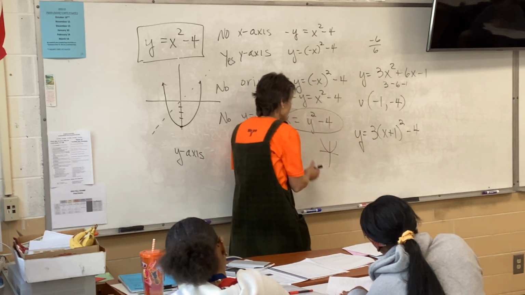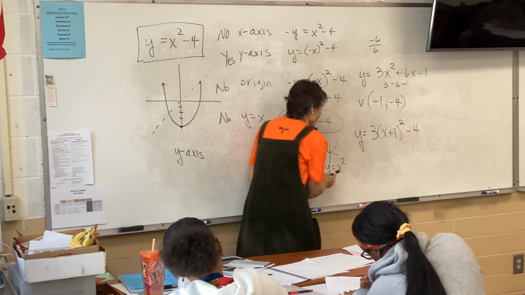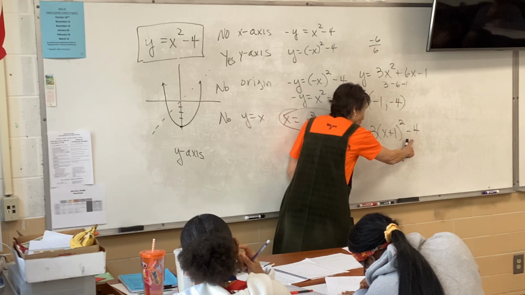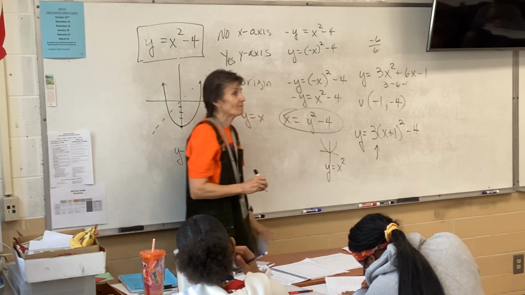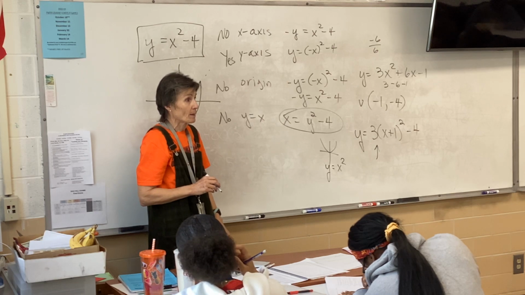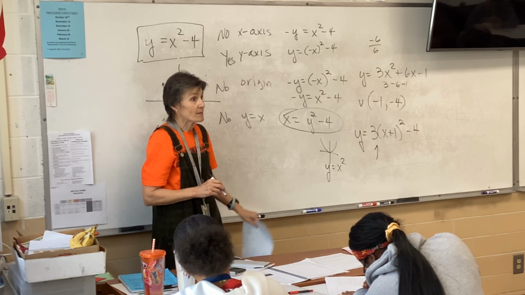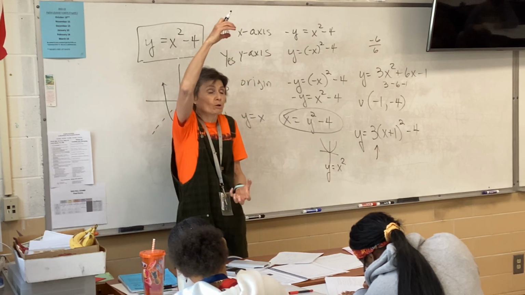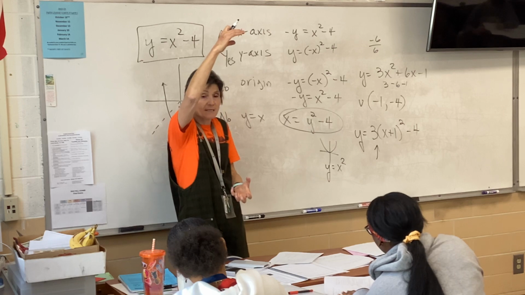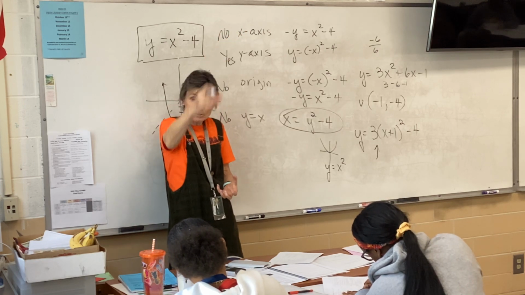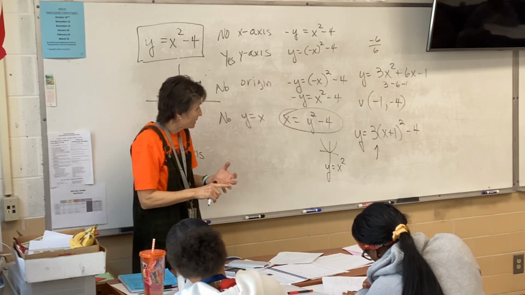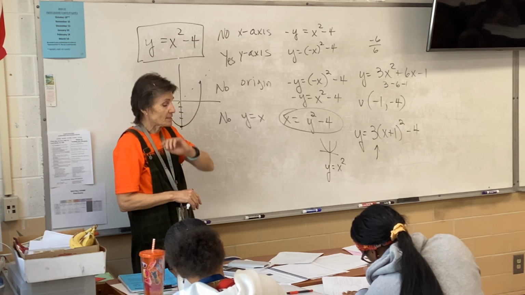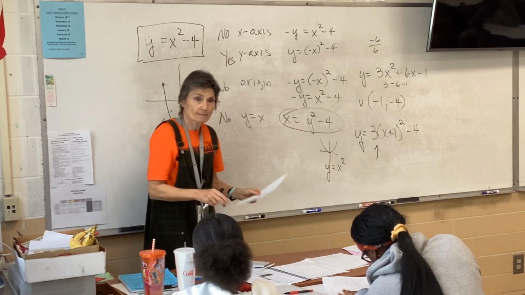So, the changes that have been made to the original, this is the original. We went left 1, down 4, and we have a vertical stretch by a factor of 3. Remember, putting a multiplier in front multiplies your vertical, makes it 3 times as high. Okay, so those are the changes. You went left, down, and vertical stretch. The easiest way to figure that out is go ahead and find the vertex.